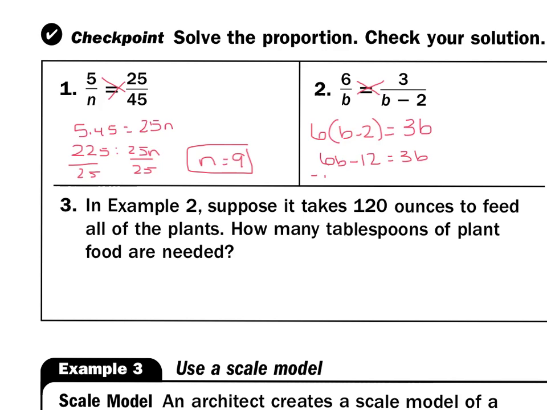And then I have to take 6b away from both sides. That's going to leave me with a negative 12 equals a negative 3b. And then you divide both sides by negative 3, and you get that 4 equals b.